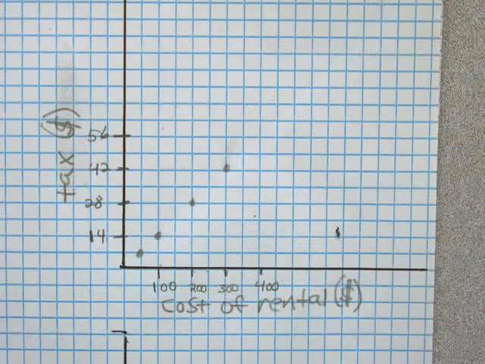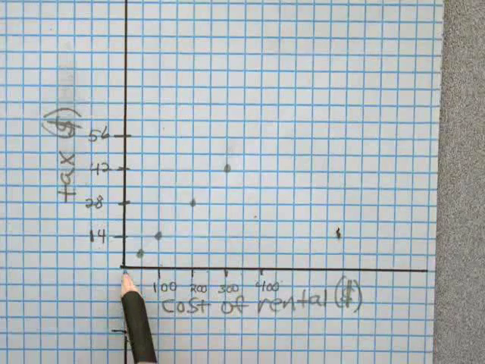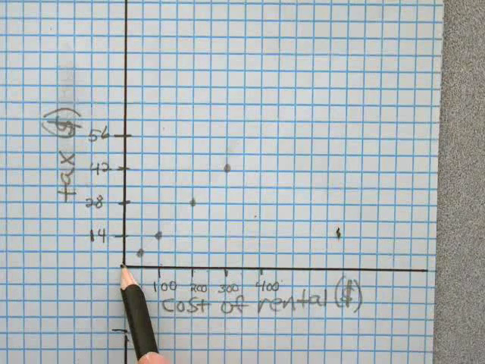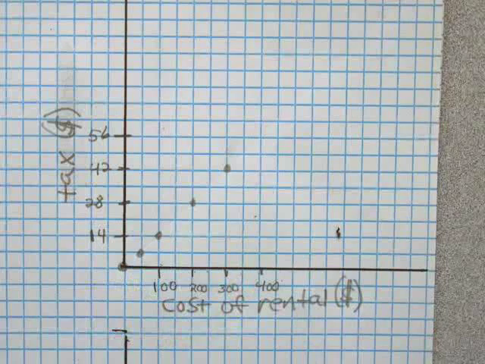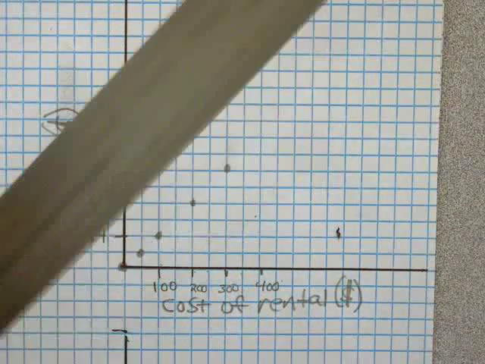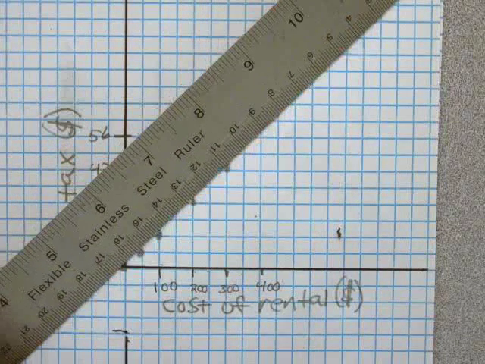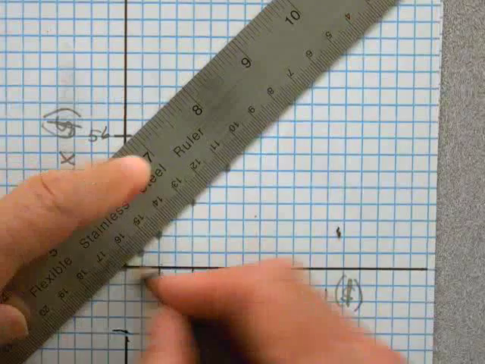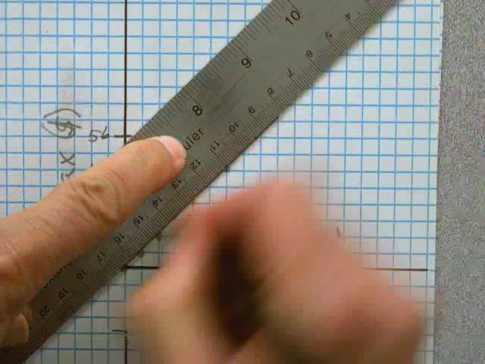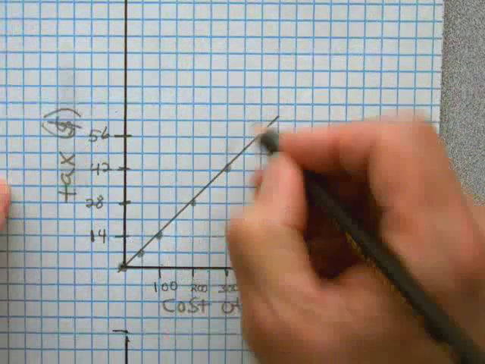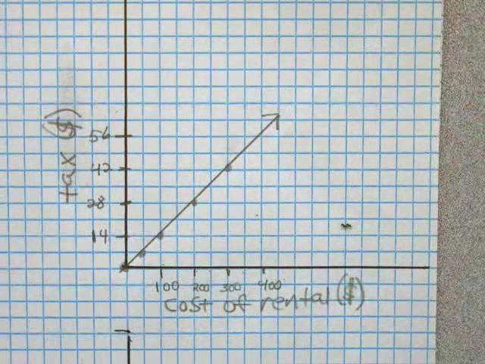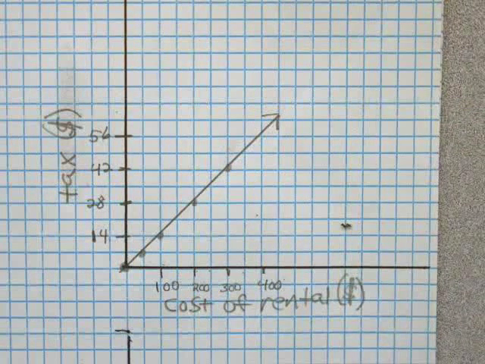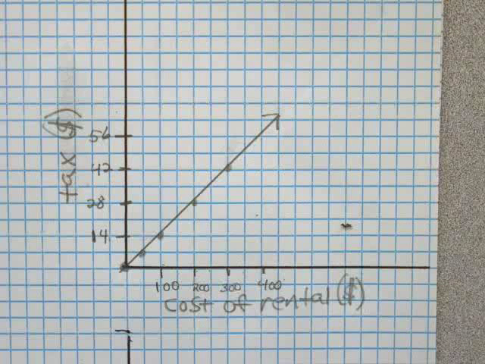All right, if I'm not paying for a car rental, if I don't rent a car, there's no tax. So clearly this is going to pass through the origin. And I've got my ruler. I'm going to connect those points and put an arrow on the end here. And as we can see, yes, this is a proportional relationship. For every $100 of X, I've got $14 of Y.